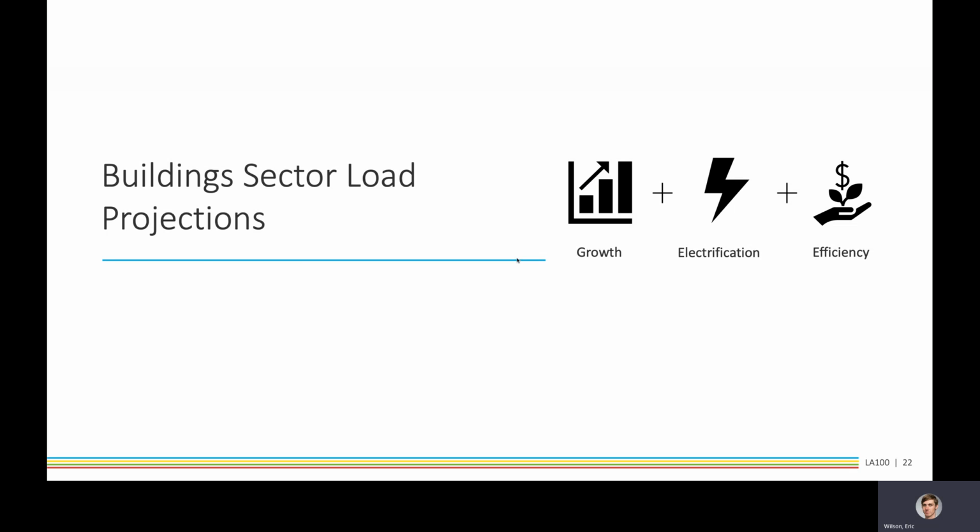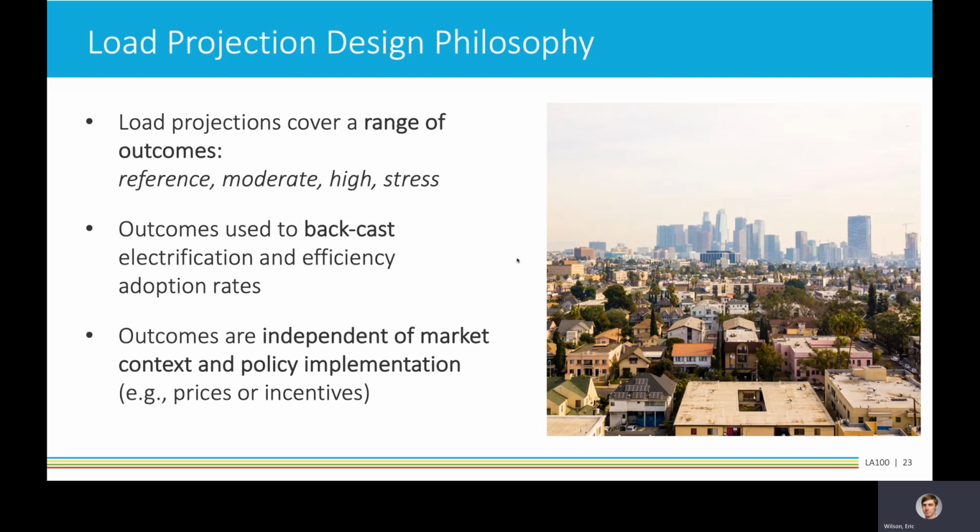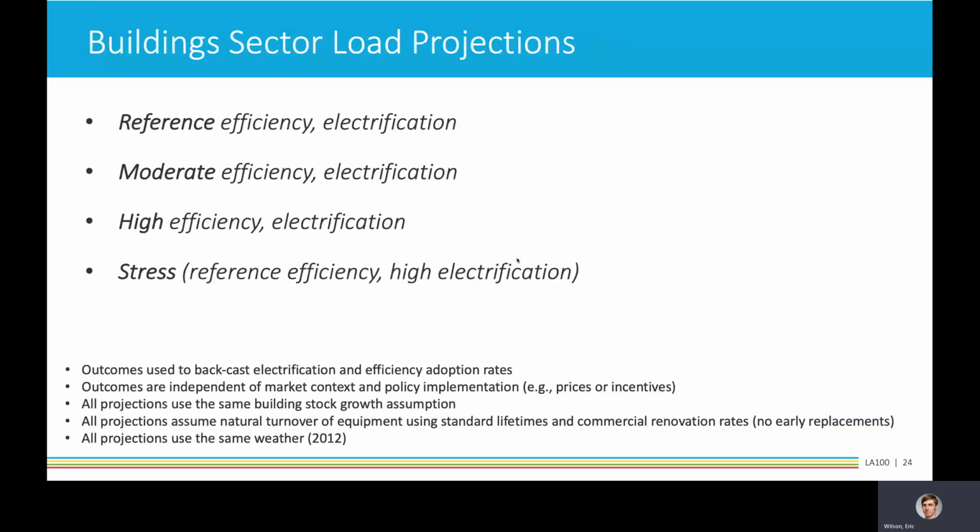So first, our design philosophy for these scenarios was that we looked at a range of different outcomes, and we weren't defining specifically what technologies or policies would achieve those outcomes, but instead we defined the outcomes in terms of a certain level of efficiency or a certain level of electrification, and then backcast what rates of adoption would be necessary to achieve those market saturations.